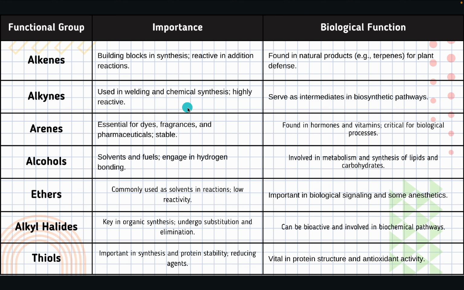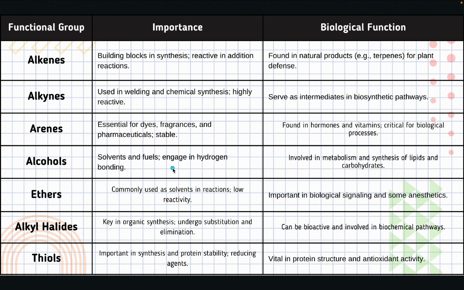Alkynes are used in various industrial applications, including welding. Their triple bonds make them highly reactive, allowing them to participate in diverse chemical reactions, particularly polymerization. For their biological function, they can serve as intermediates in biosynthetic pathways. Arenes, if you remember, are very stable because of the delocalized pi electrons. Their ability to undergo substitution reactions allows for the introduction of various functional groups. For their biological functions, many natural compounds such as hormones and vitamins contain aromatic structures. I hope you remember the structures that we discussed in biochemistry.